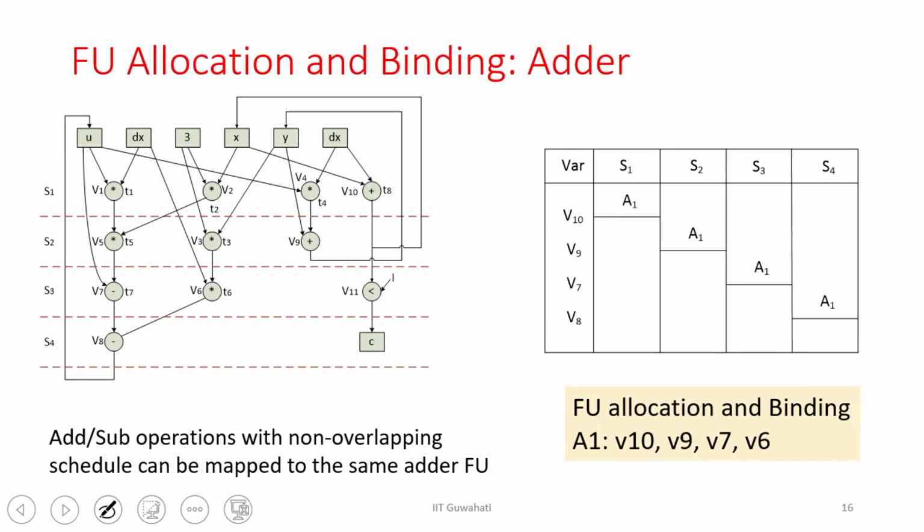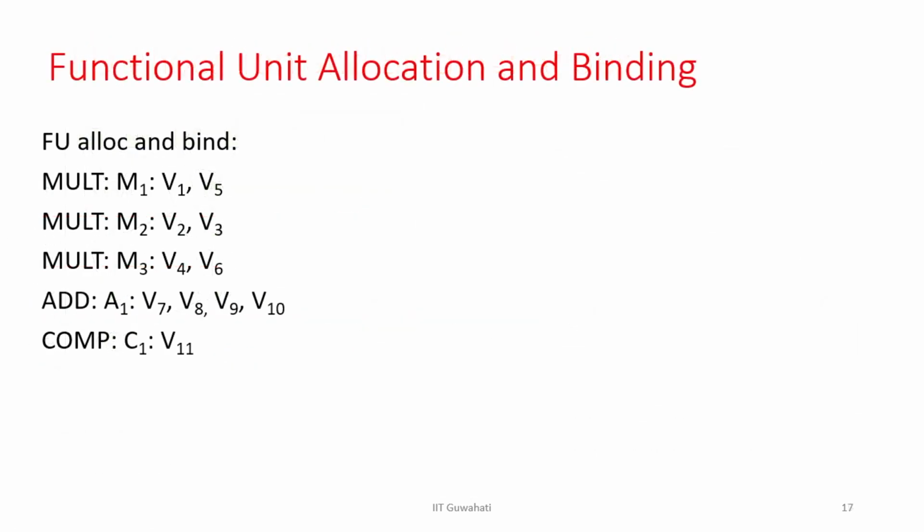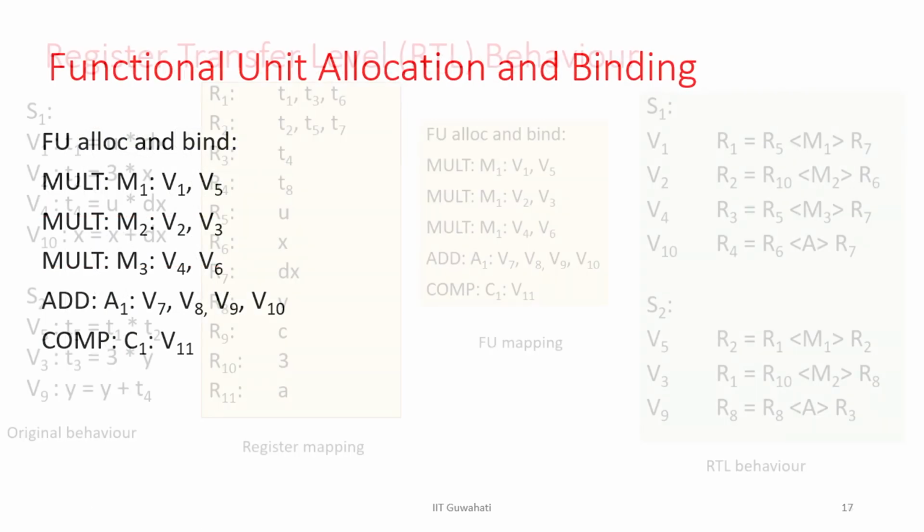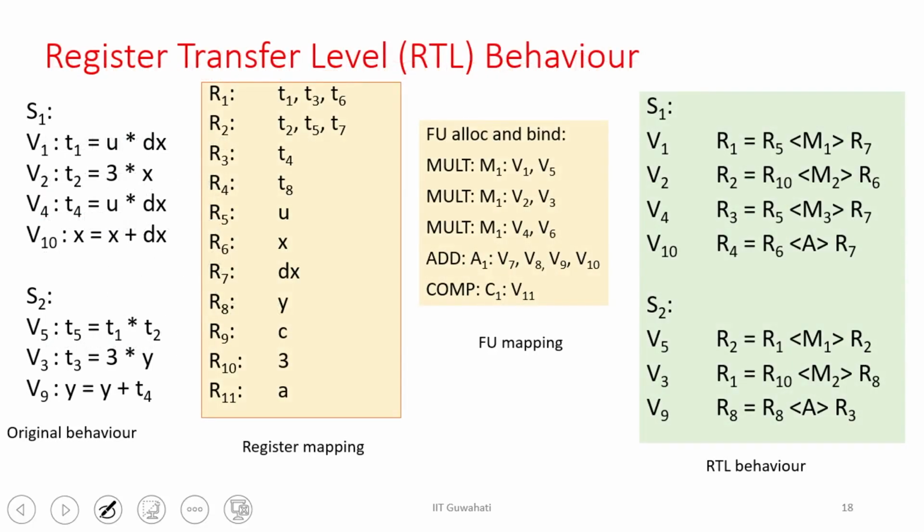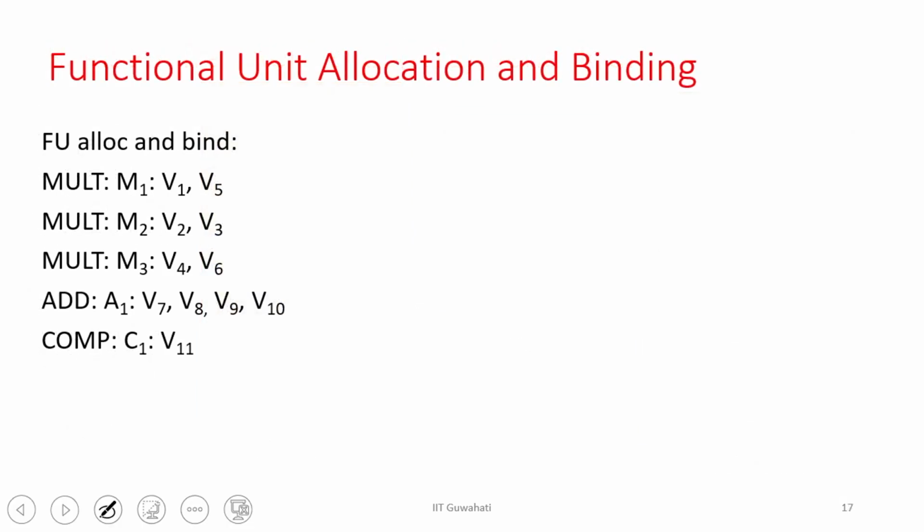So, this happens for all operations, and what you basically get here is that you need 3 multipliers, 1 adder, 1 comparator and a few registers. So, that is the optimization.